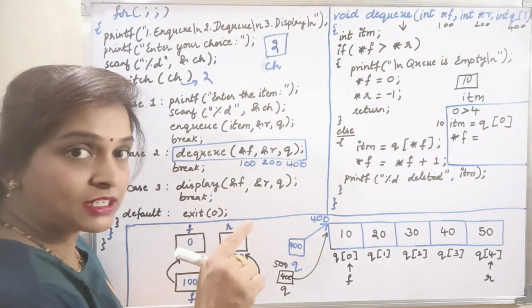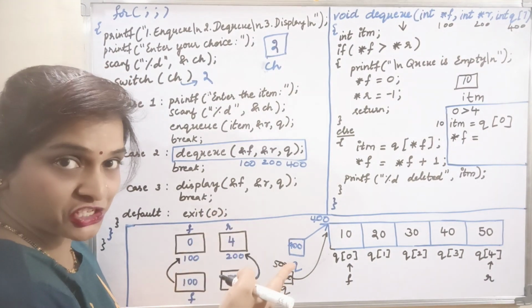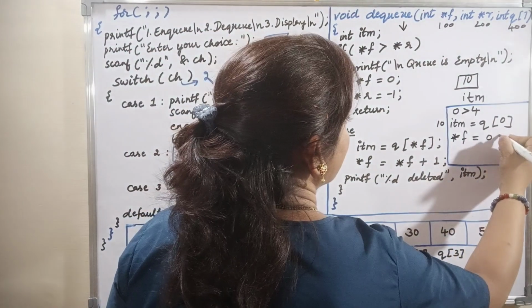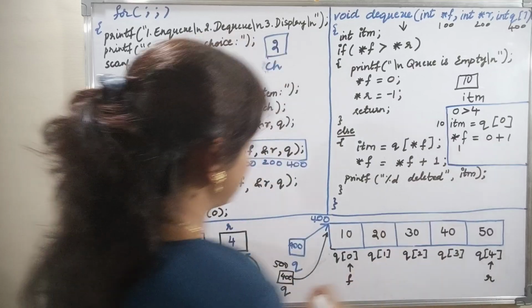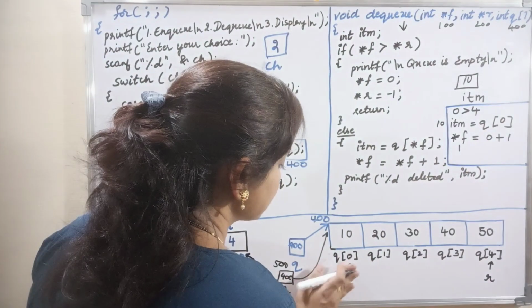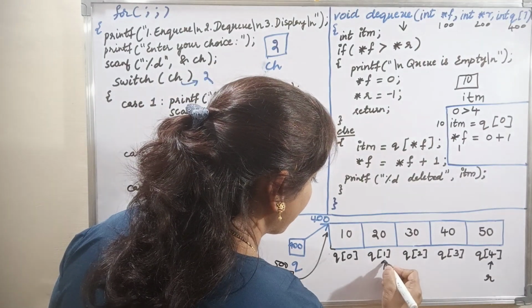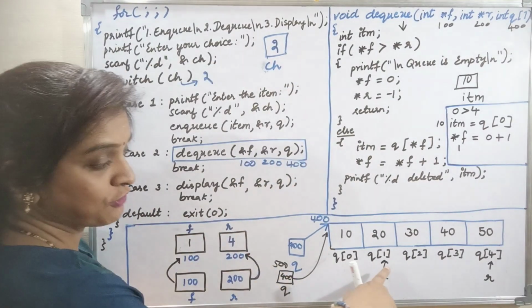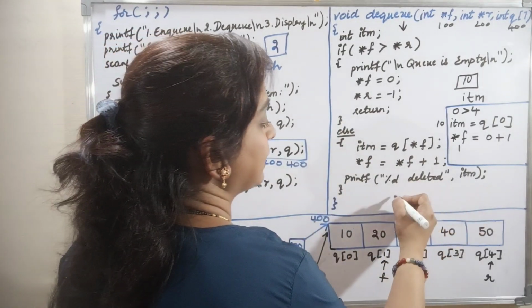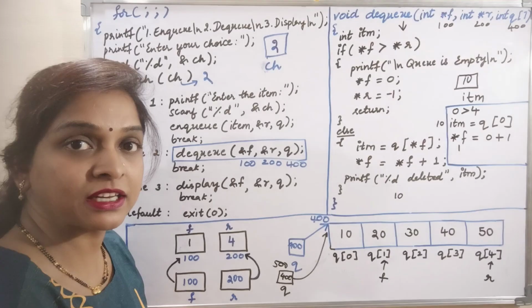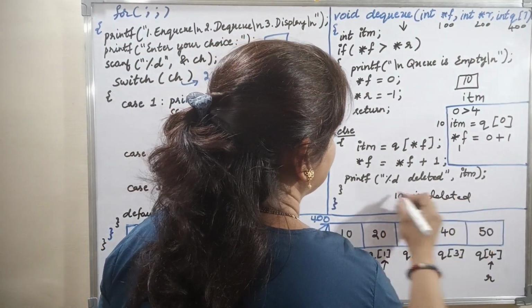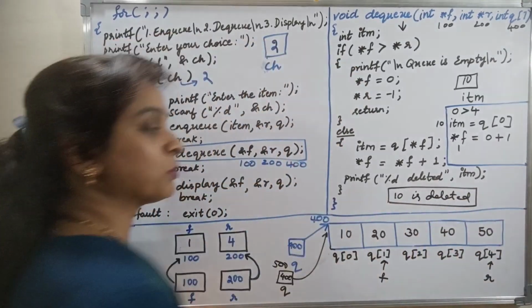Pointer f indicates value at the location, value at the address. What is the value at this address 100? It is 0. So 0 plus 1 means it is 1. Now the value at the location f changes to 1. Means f is not pointing to 0 now, f is pointing to 1. Then an acknowledgement message saying that 10 is deleted. On the output screen you get the message: 10 is deleted.